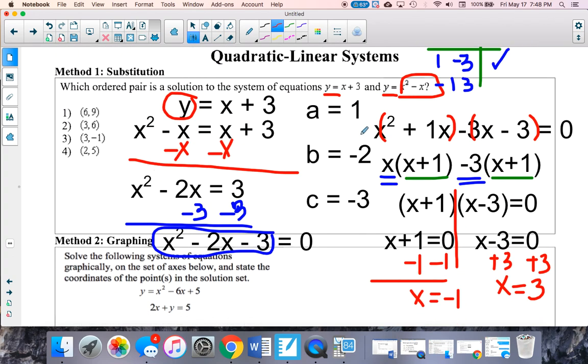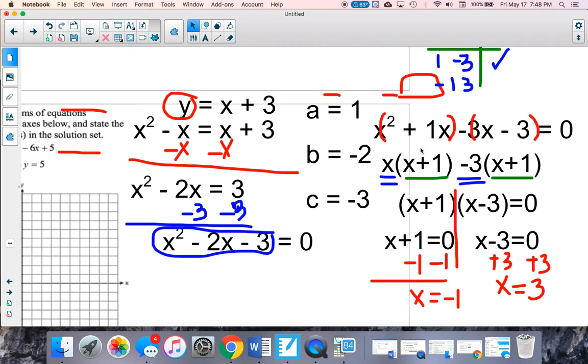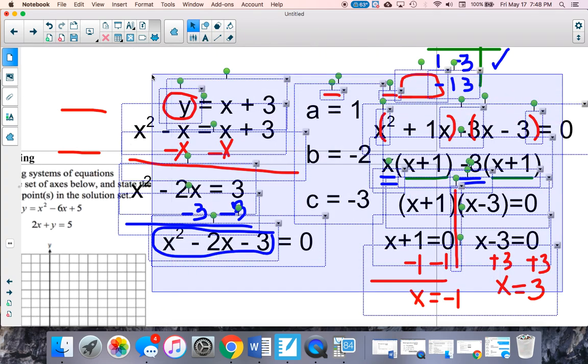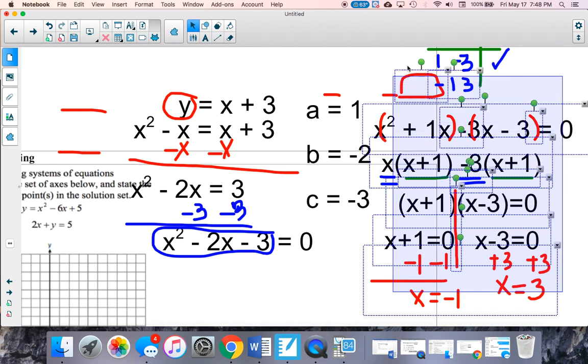Well, actually, I need an ordered pair, right? These are x and y coordinates. This one doesn't have an x value of negative 1 or 3. This one doesn't have an x value of 1 or negative 3. So, I know it's long, but we're not done yet. What we need to do next is plug in these values.